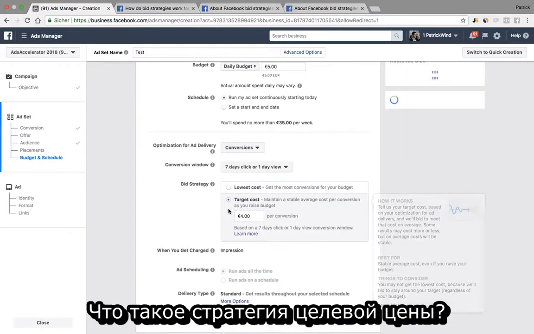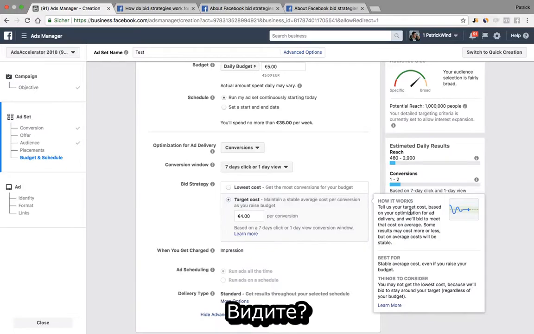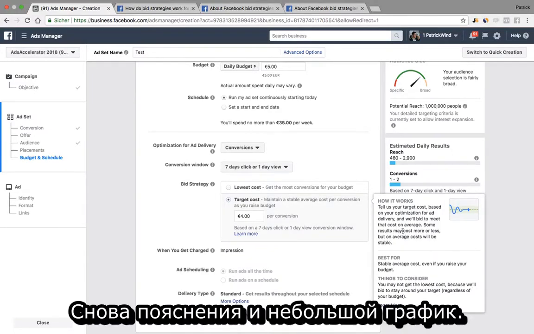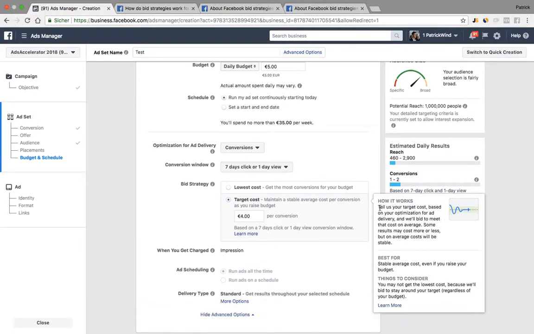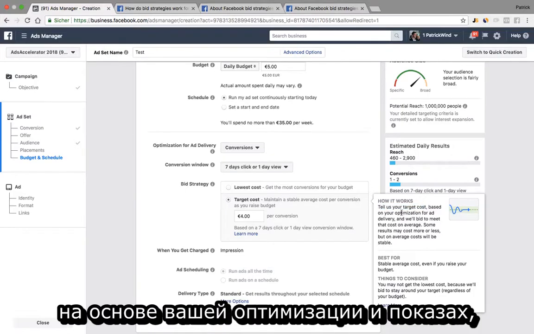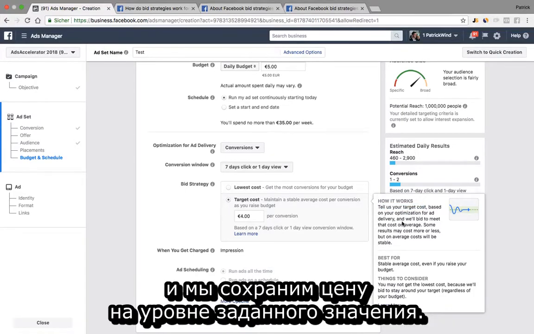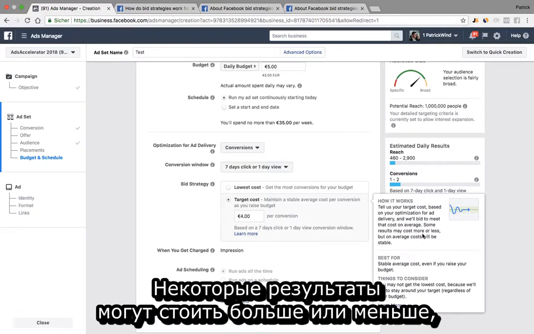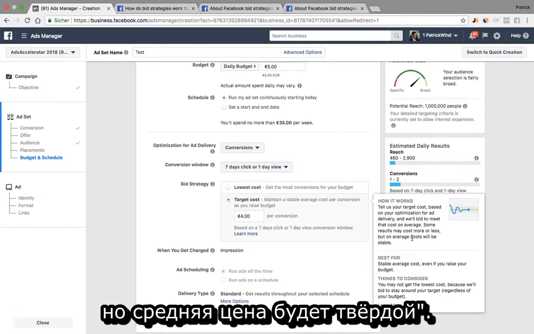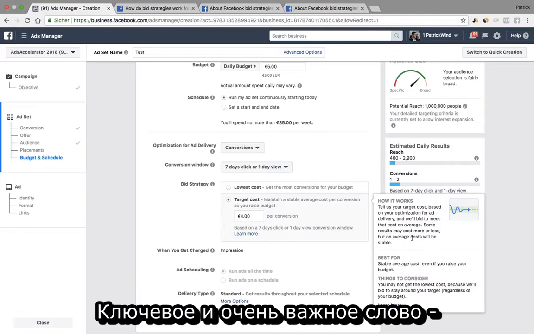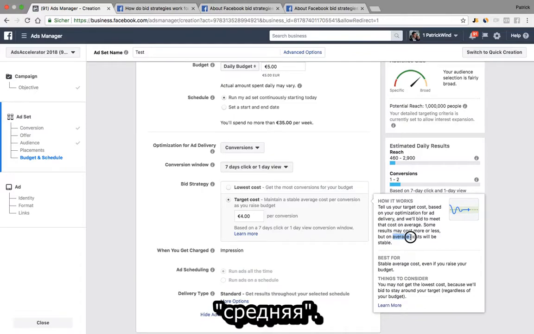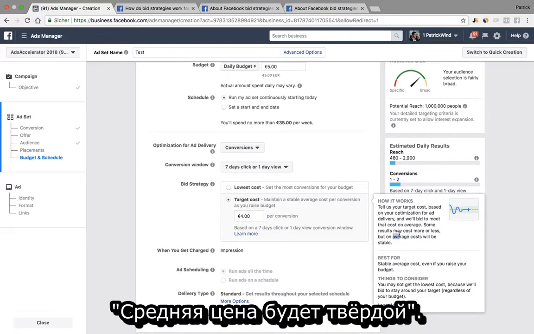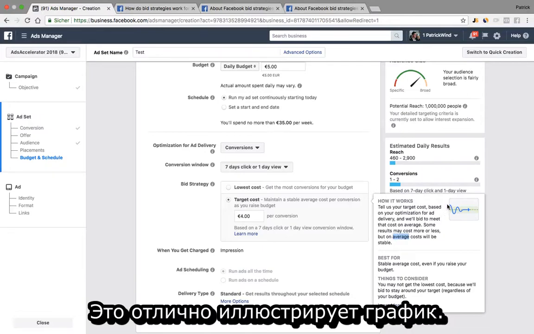What is the target cost bid strategy about? You see here again the explanation and the little graph. So tell us your target cost based on your optimization for ad delivery, and we will bid to meet that cost on average. Some results may cost more or less, but on average, the cost will be stable. So what is the crucial and very important word here? Average, okay? The average cost will be stable, and that nicely explains this graph here.